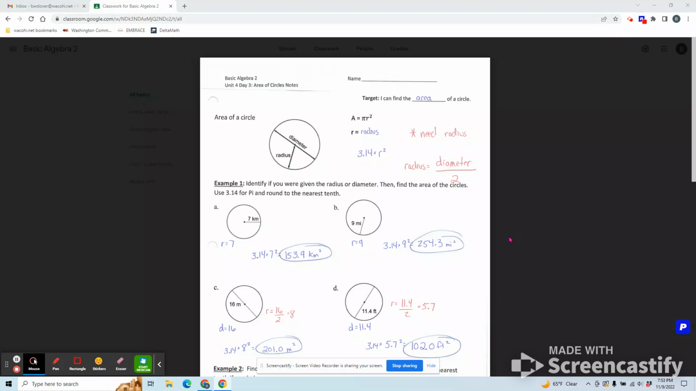Slover's Math. Today we're going to focus on finding the area of circles. So this is our formula. Area equals pi r squared. Pi we're going to use 3.14 for purposes of this class. And r is going to be our radius.